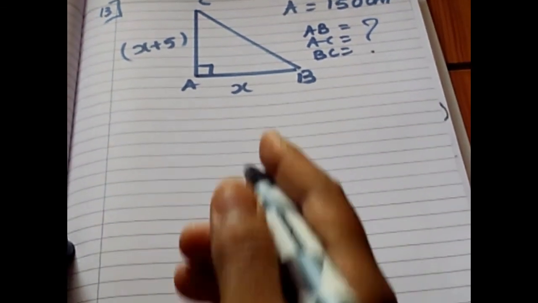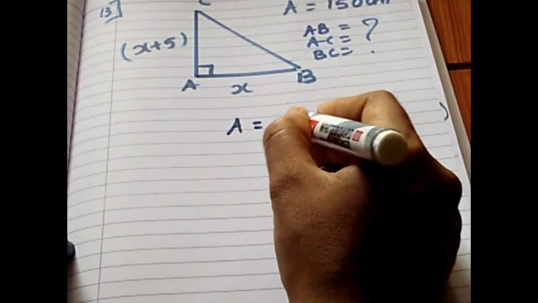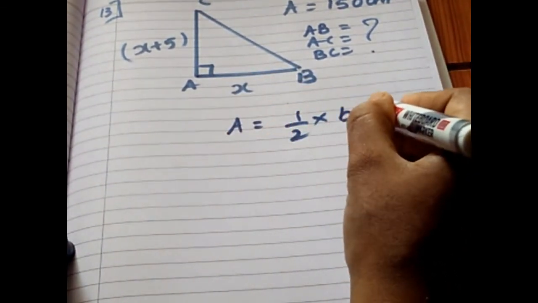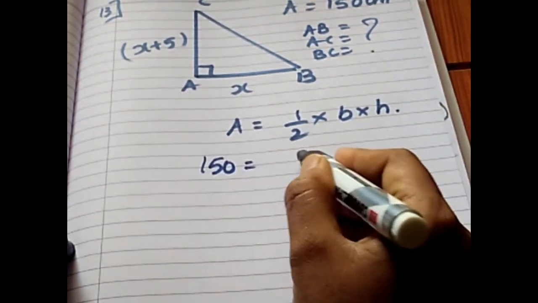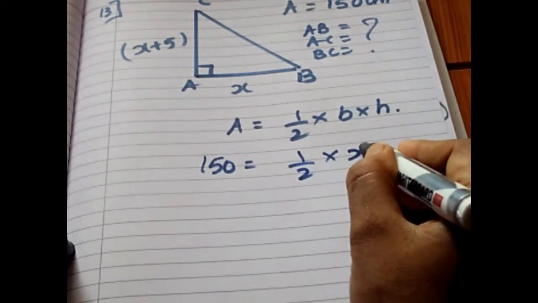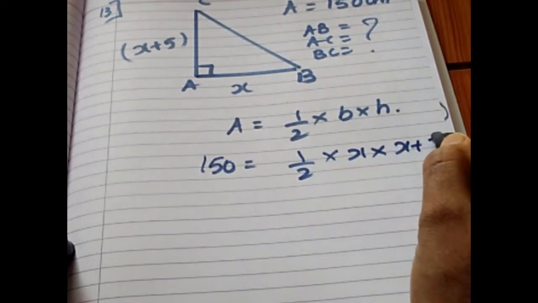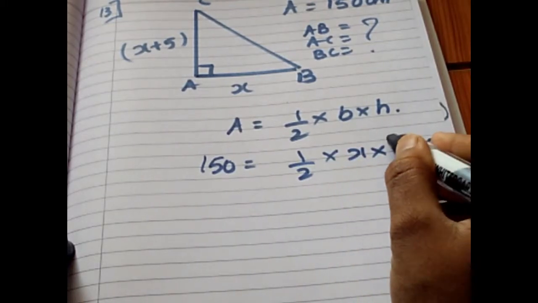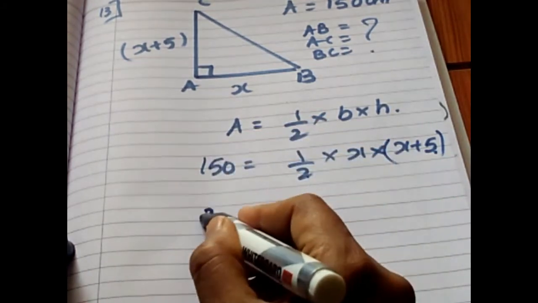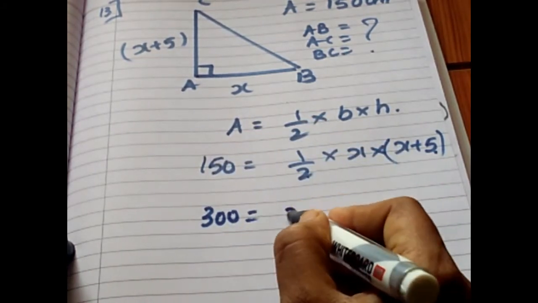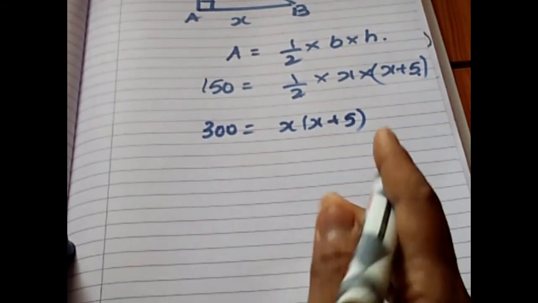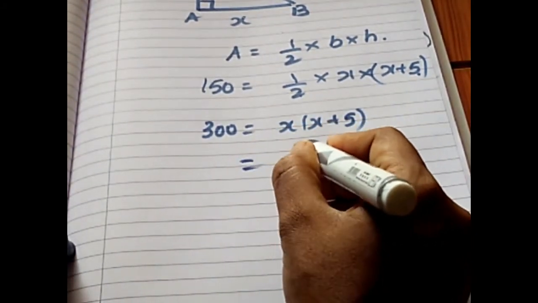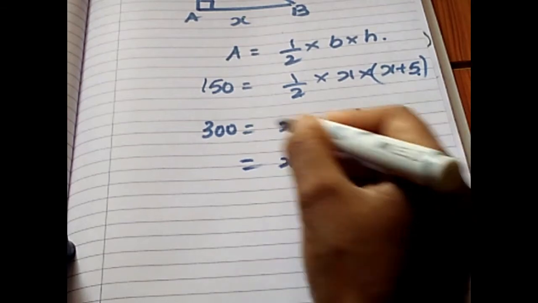So use the formula that area is equal to half into base into height. Area is given as 150, half into base is x and height is x plus 5. So do the cross multiplication. 150 into 2 is equal to 300. Here we have the product x into x plus 5. Now what happens? X into x is x square plus 5x.